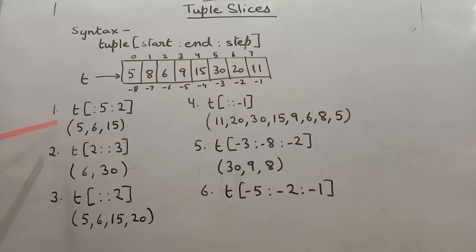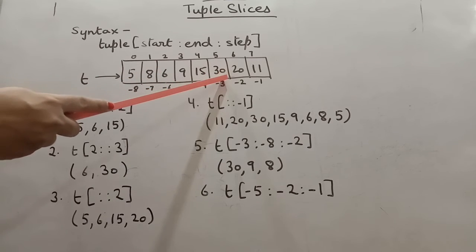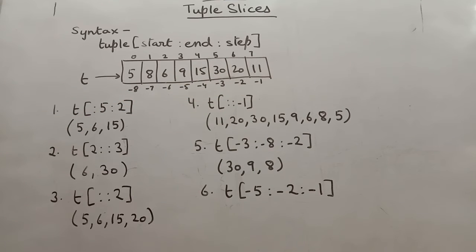See. In the next example, I have taken T, then within a square bracket 2 double colon 3. That means now the ending index is missing. So, step value is positive, ending index is missing, so it will be taken as the end of the tuple. So, starting from the second index, every third element will be picked up till the end of the tuple. Starting from this, every third element, that means 6 is picked, and then the third element is 30 and that's all. So, your answer is 6 and 30.